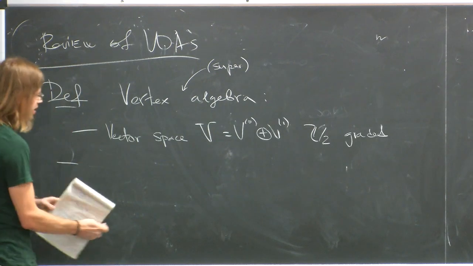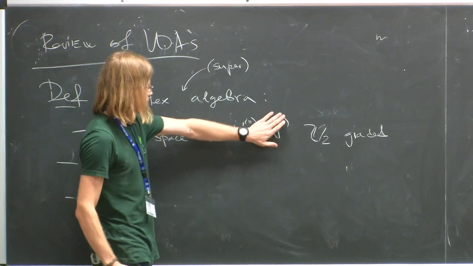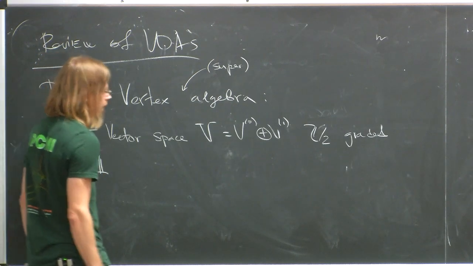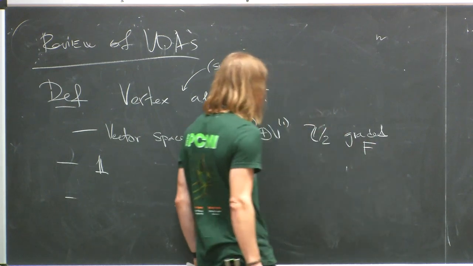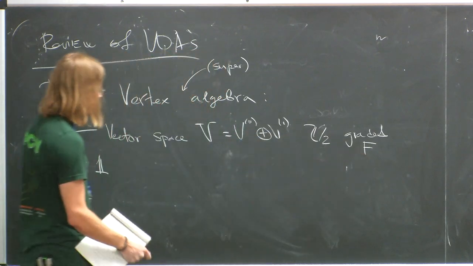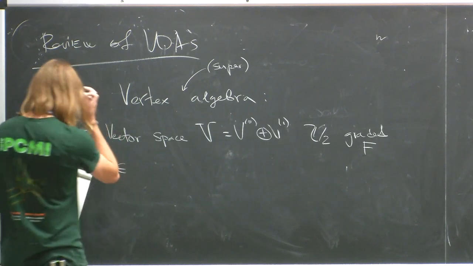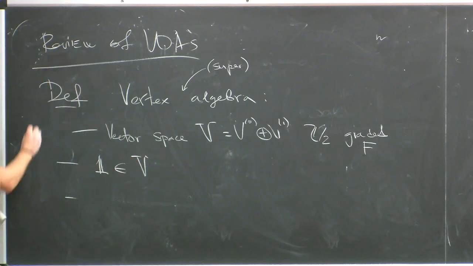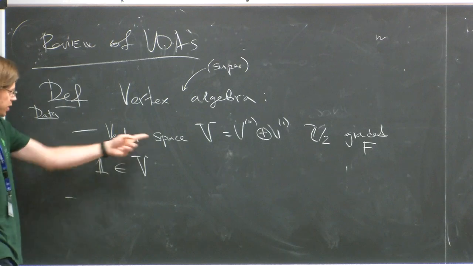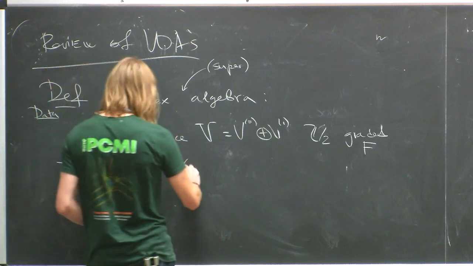And so this is the part where you can call it super. So the most classical definition doesn't have the Z2 grading. So I will denote, using kind of physics notation, the value of the Z2 grading by F. And so there is the following data, the following quadruple: a vector space V, and a choice of what is called a unit element in V, in physics called the vacuum.